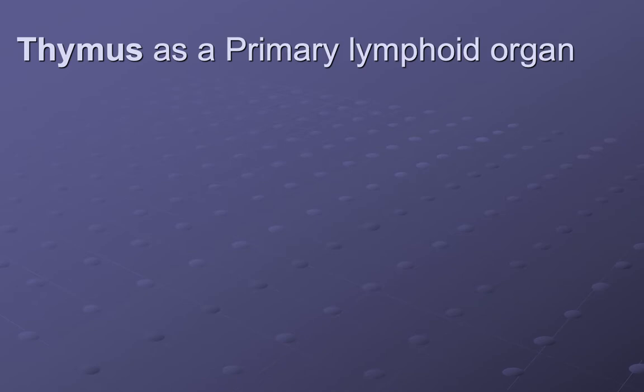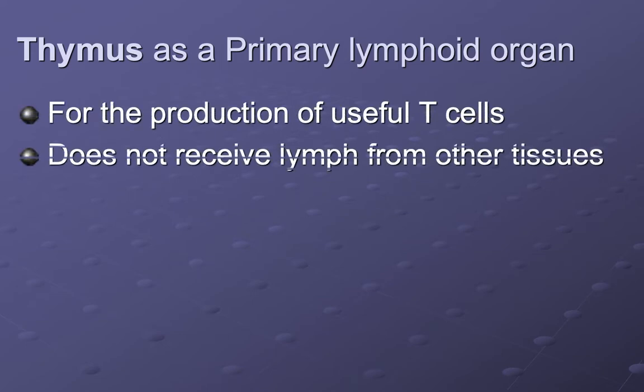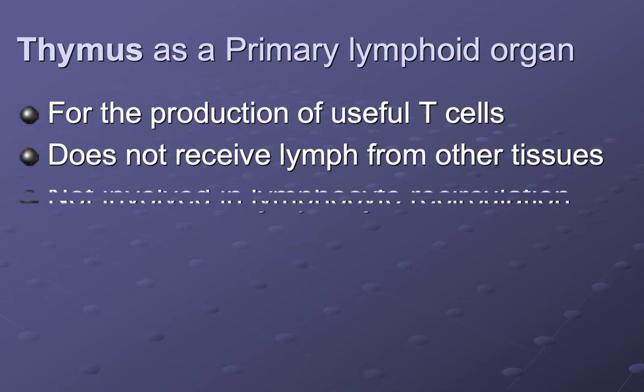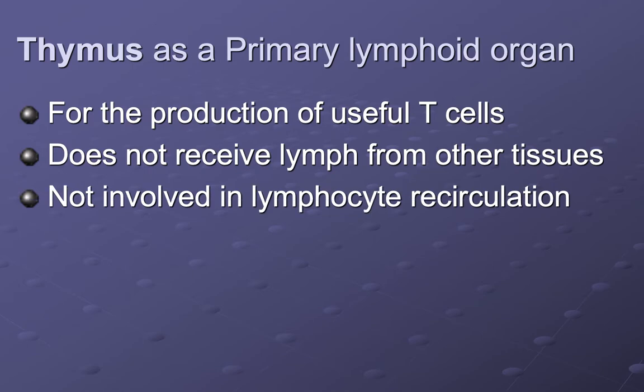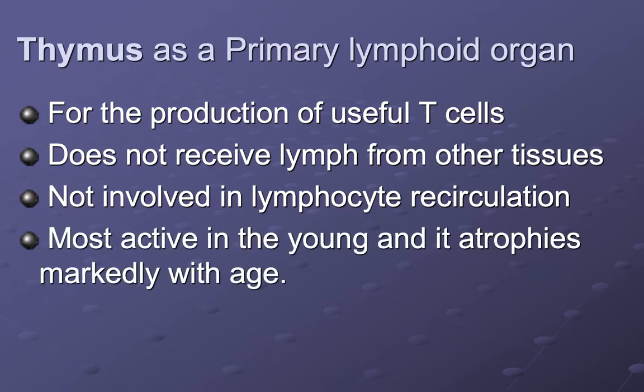Now, it does not receive lymph from the other tissues, and it's actually not involved in the process of lymphocyte recirculation. The thymus is highly active during our younger years, and eventually, as we grow old, the organ will undergo atrophy. So it will decrease in size as we age.